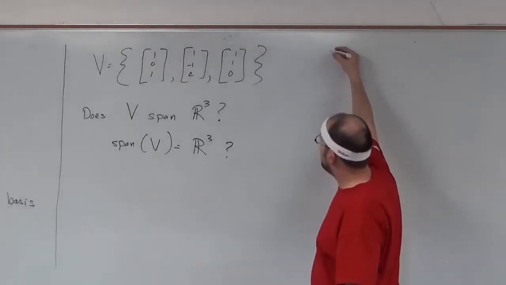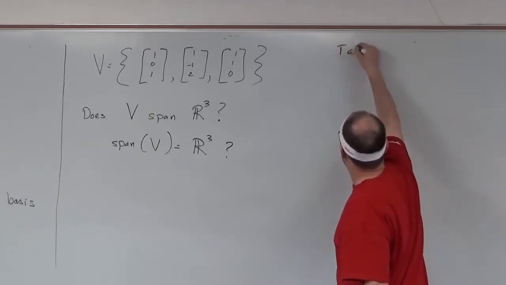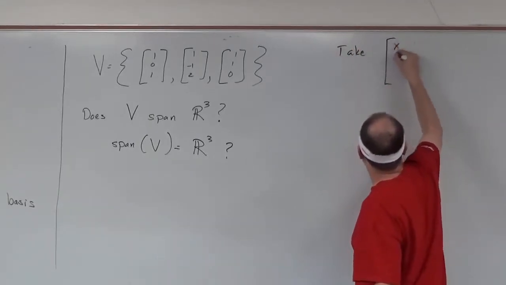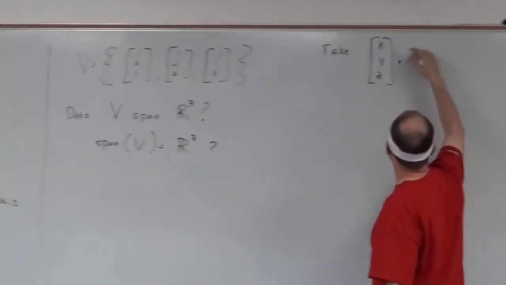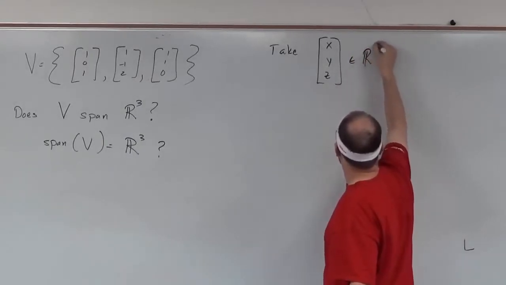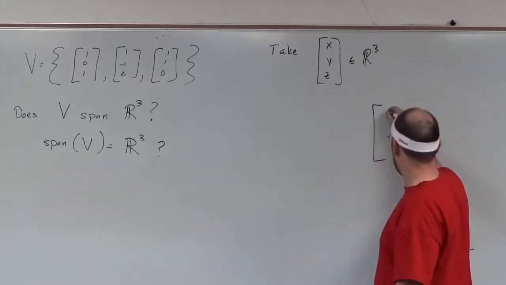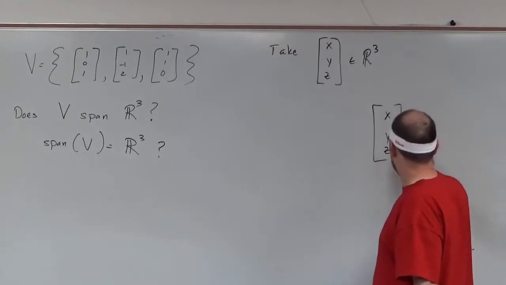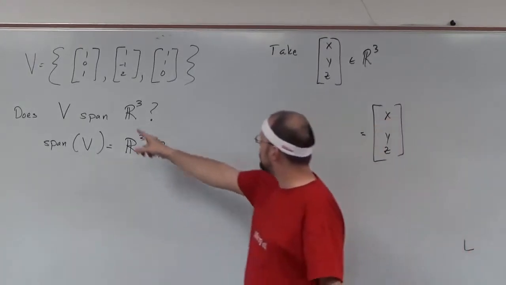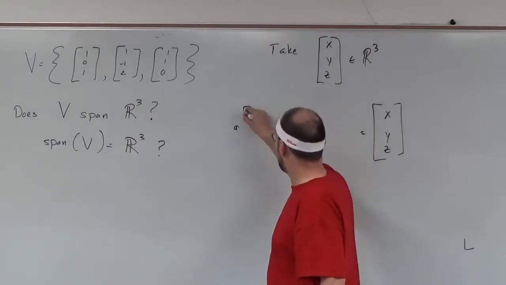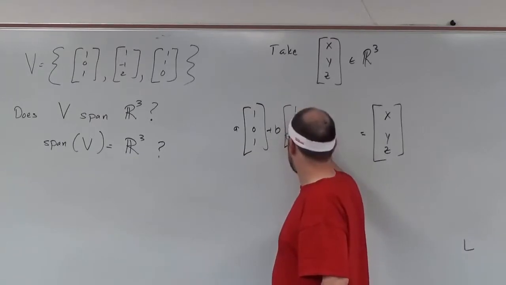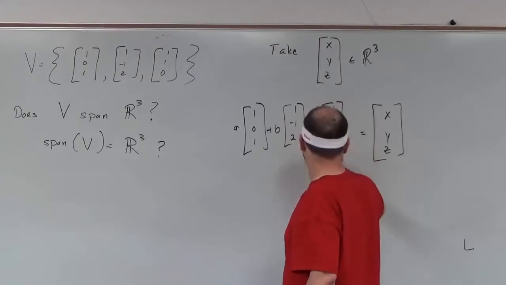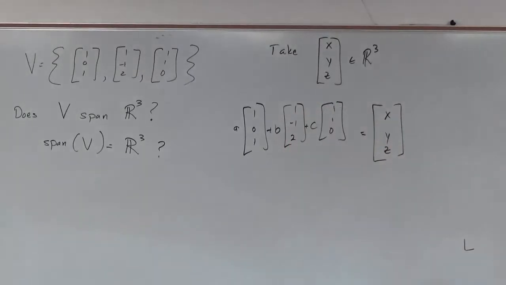So let's do this. Take an arbitrary vector, with arbitrary entries, in R3. And then we want to know, again almost rephrasing the question, can this equal some combination of these three vectors? And then we get a matrix equation.